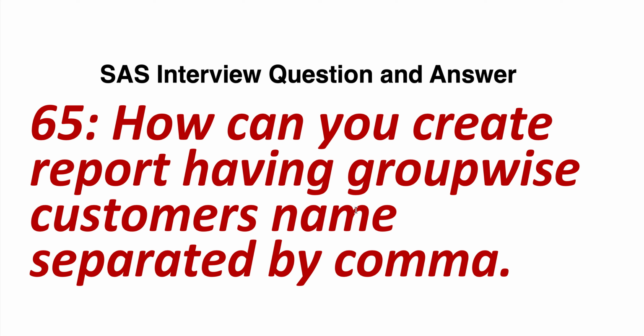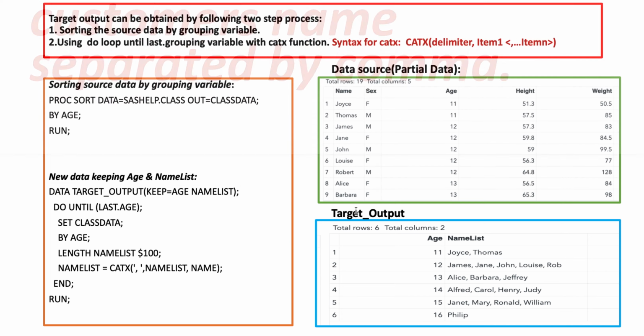This question is asking about creating a report which includes group-wise customers' names, but those names must be separated by comma. Target output can be obtained by following a two-step process. Number one, sorting the data source by using grouping variable.